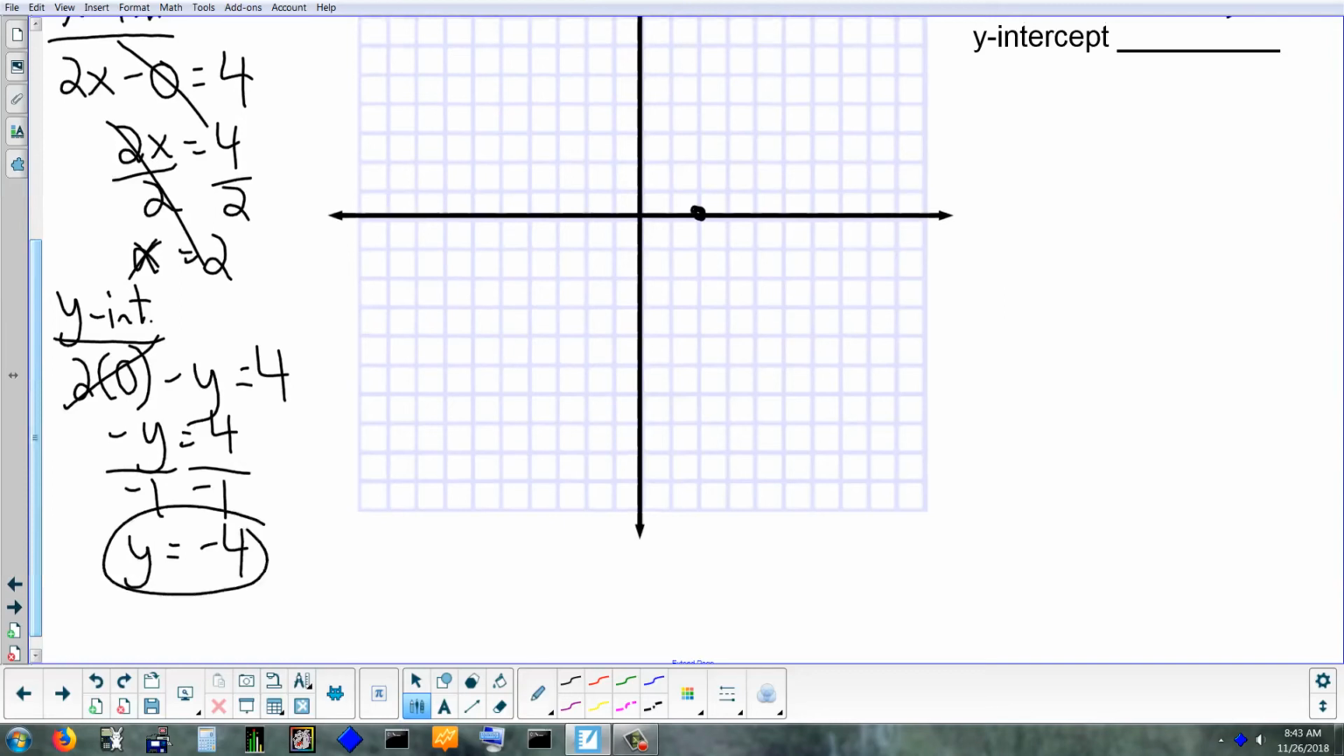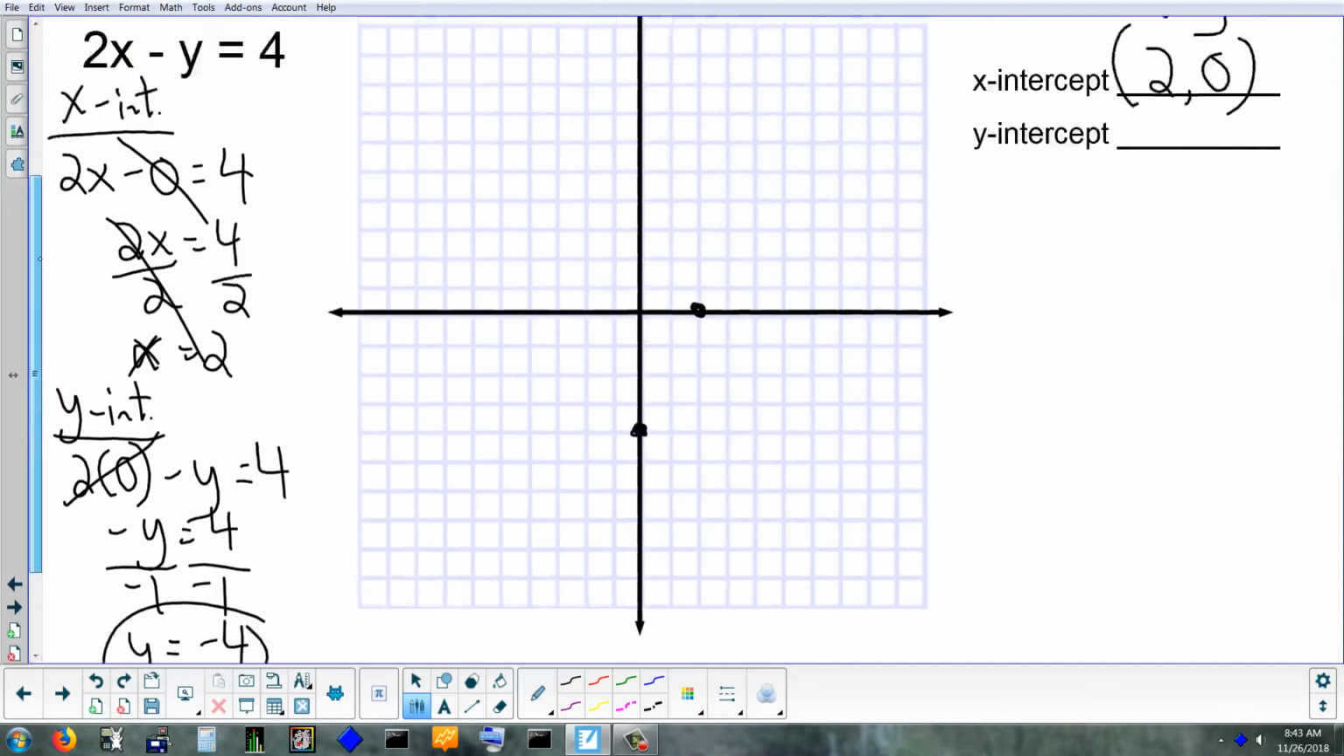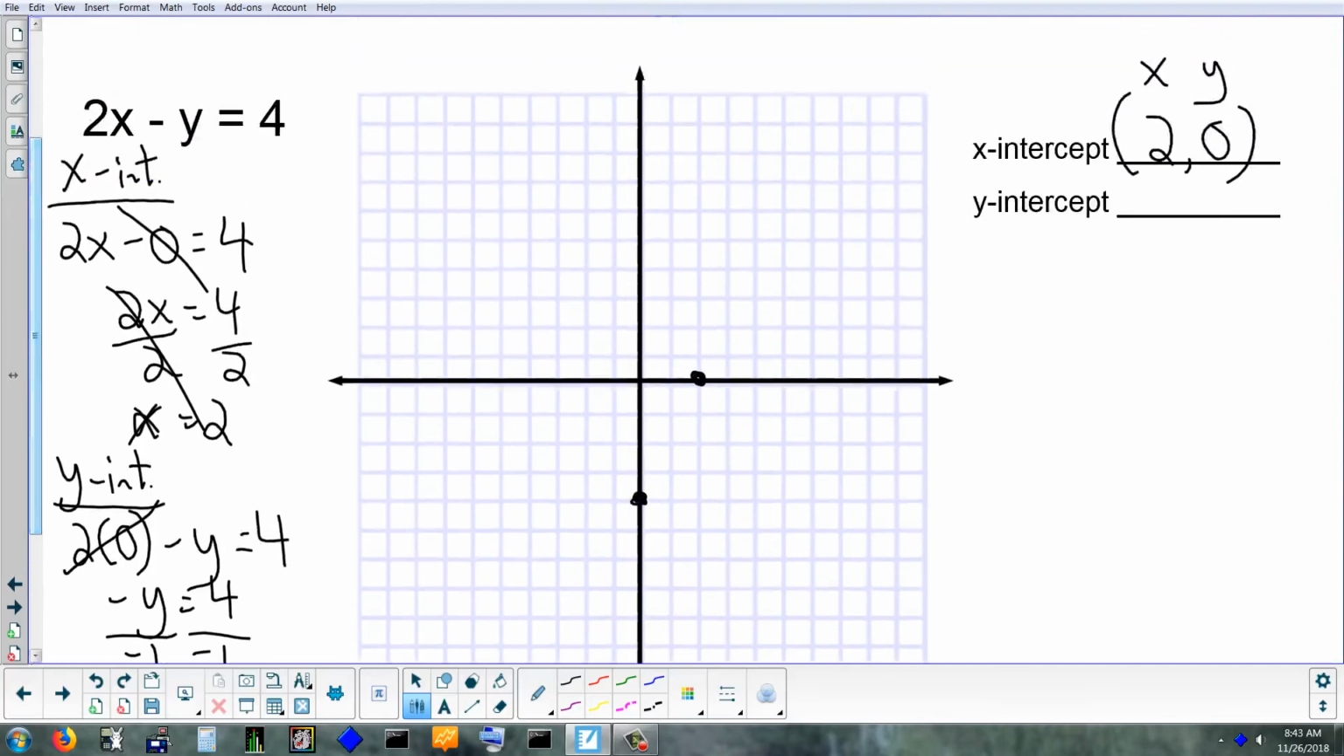Laurel, how would I graph that? On what axis? The y. Am I going up or am I going down? Down how many? 4. Nice job. 1, 2, 3, 4. Laurel, do you know how to label that coordinate? Like our x-intercept was 2, 0. What about for the y-intercept? Negative 4, 0. Careful. Close. Flip it. 0, negative 4. Alright, I got that. I'm going to get my line.